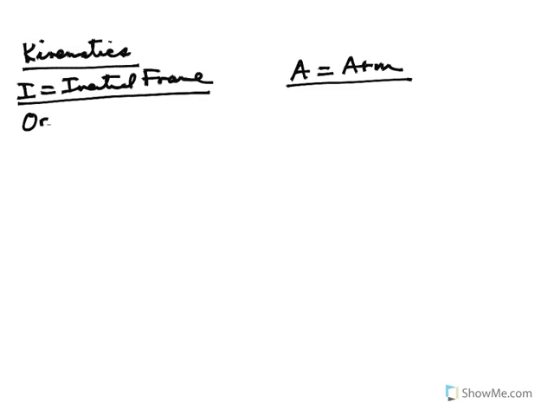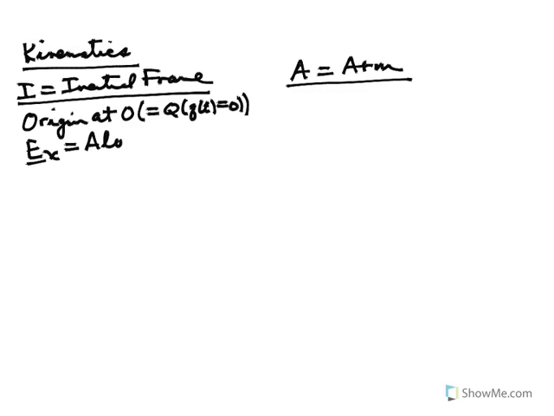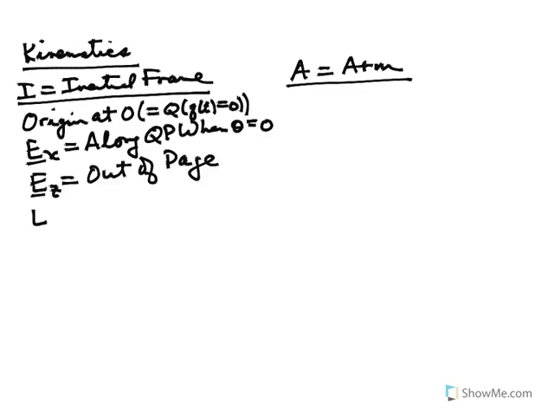So here's what we're going to do. The origin in this, it's fixed in the inertial frame, is going to be at O, which I remind everyone is equal to Q when Q of t is equal to 0. Again, EX is going to be along QP when theta equals 0. So that's down, if you want to call it that. EZ is out of the page. And then EY is equal to EZ crossed with EX.